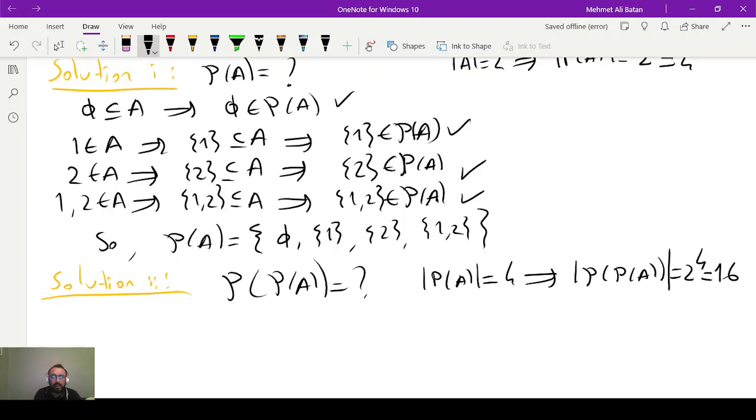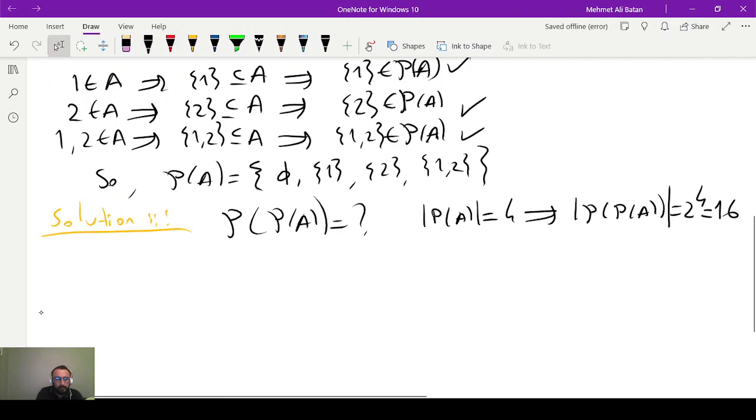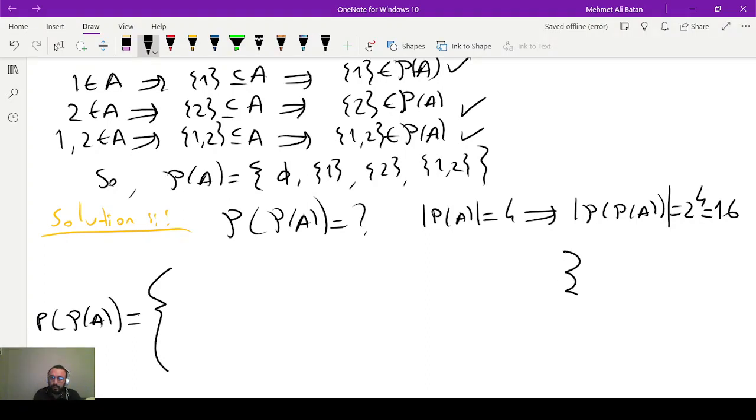Let me write it down. I will write a few of them and the others will be an exercise. Let me write at least 10 of them. Let me use big set notation because we will have 16 elements, right?